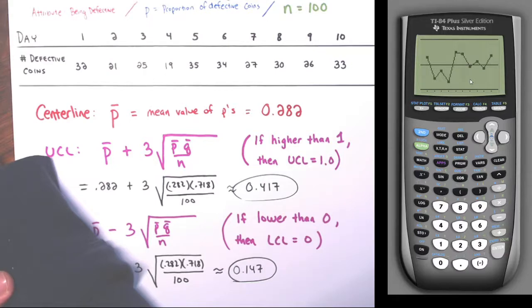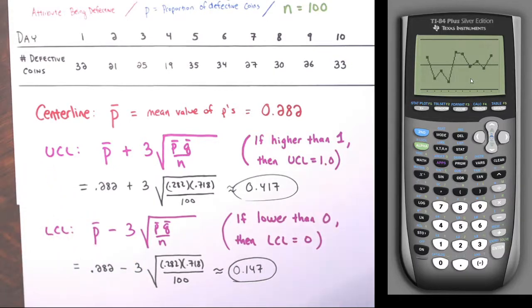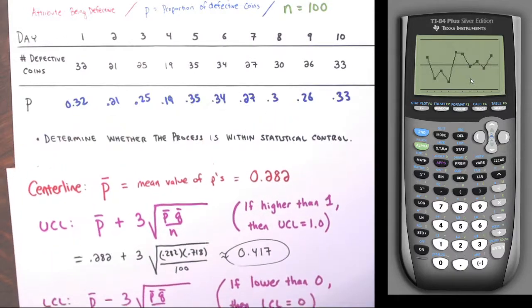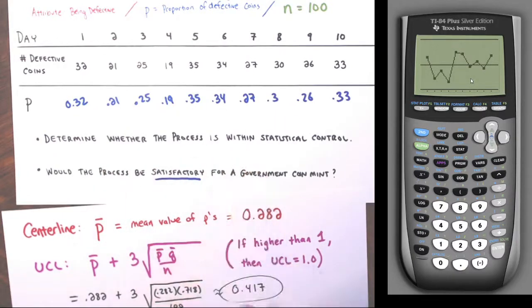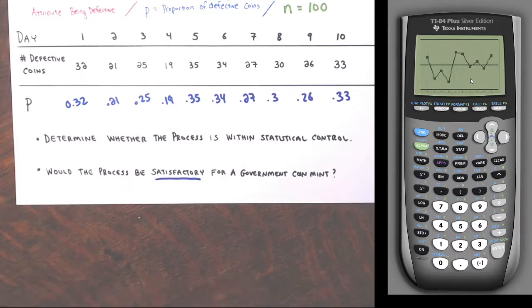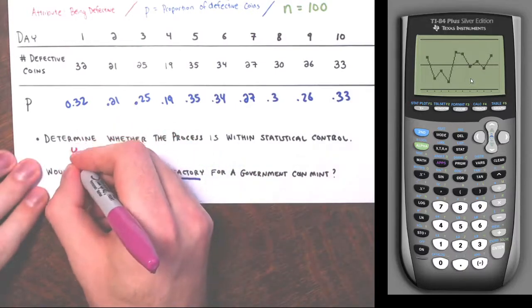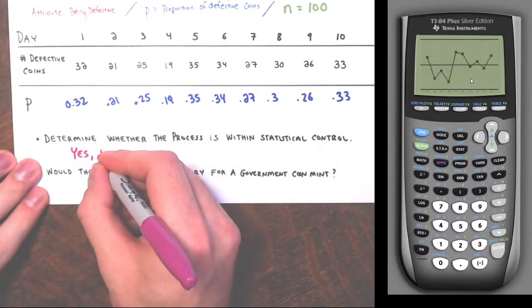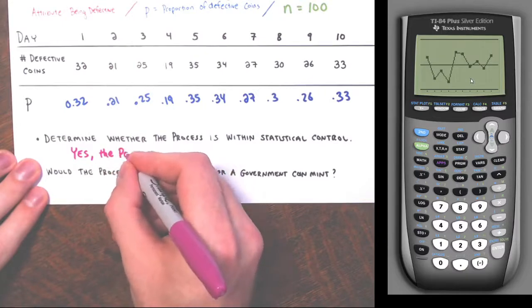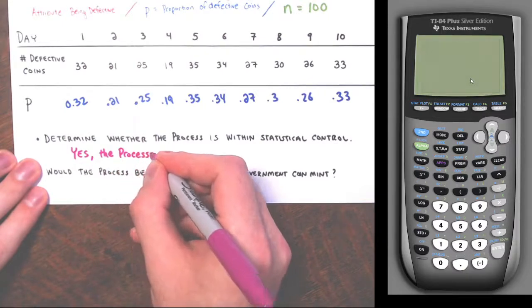Just looking at all these criteria, I would say, going back to this question here, determine whether the process is in statistical control. I would say yes, the process is in control. The process is statistically stable.